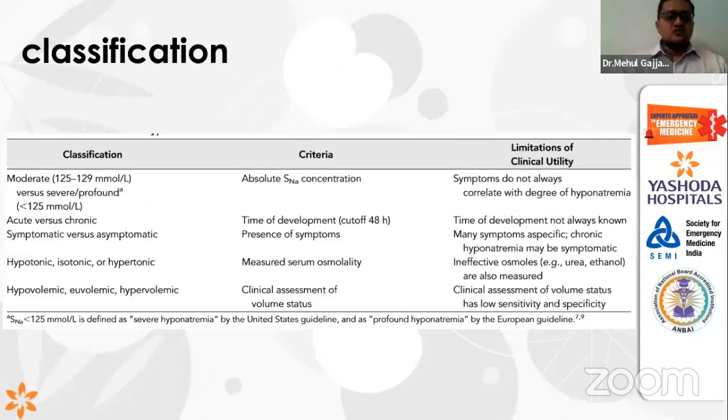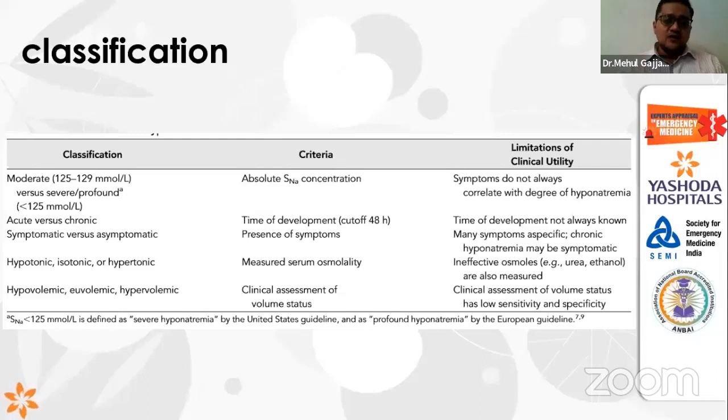Coming to classification of hyponatremia, there are various classifications. First depends on the serum sodium concentration, that is mild, moderate, and severe hyponatremia. The levels between 130 to 135 is called mild, 125 to 129 is called moderate, and less than 125 is called severe hyponatremia. But the limitation of this clinical utility is that the symptoms do not always correlate with the degree of hyponatremia.